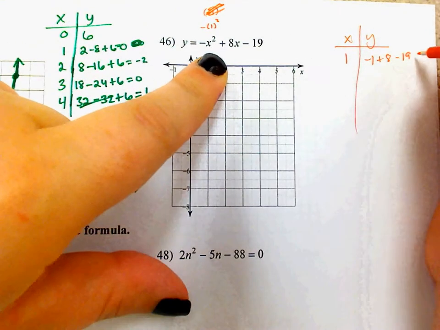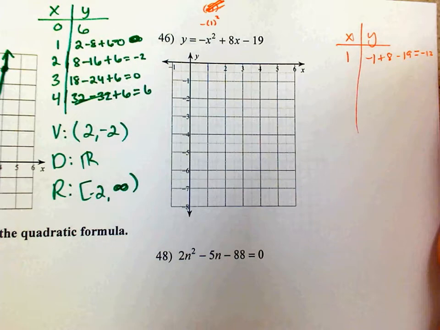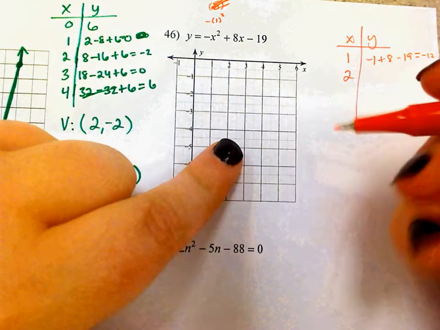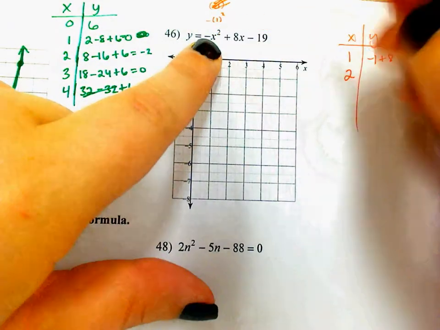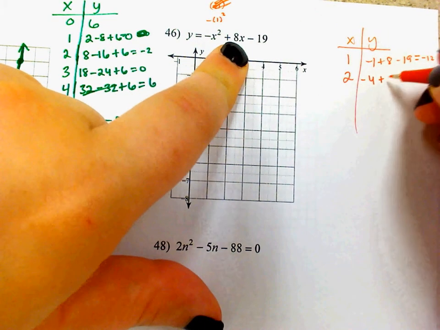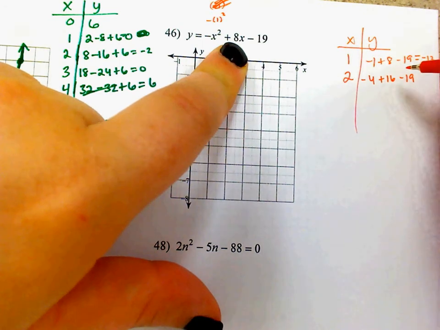So we'll try 2. Okay. 2 squared is 4, so that's a -4. 2 times 8 is 16, and then minus 19. So I've got -4, -19, that is a -23, plus 16, that is a -7.